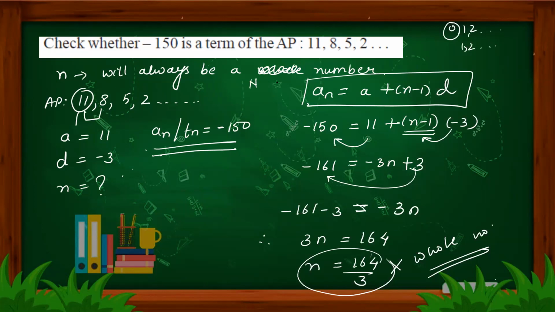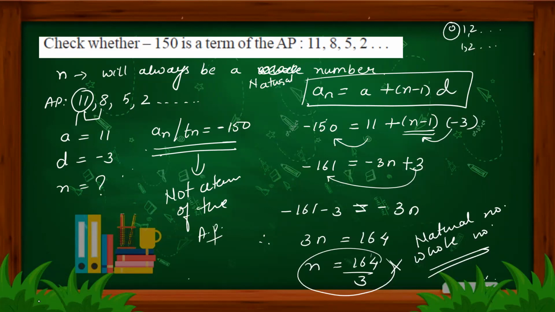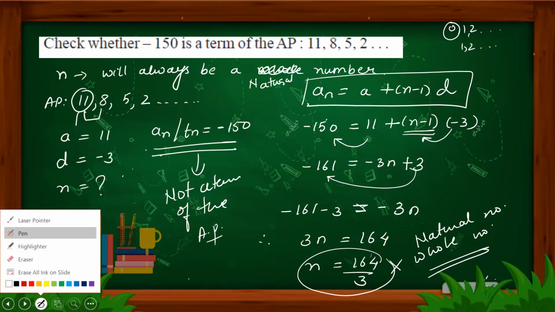Okay, so as N is not a natural number, N is a fraction, and number of terms cannot be a fraction. Hence, 150 is not a term of the given AP, right? Okay, so let's move on.